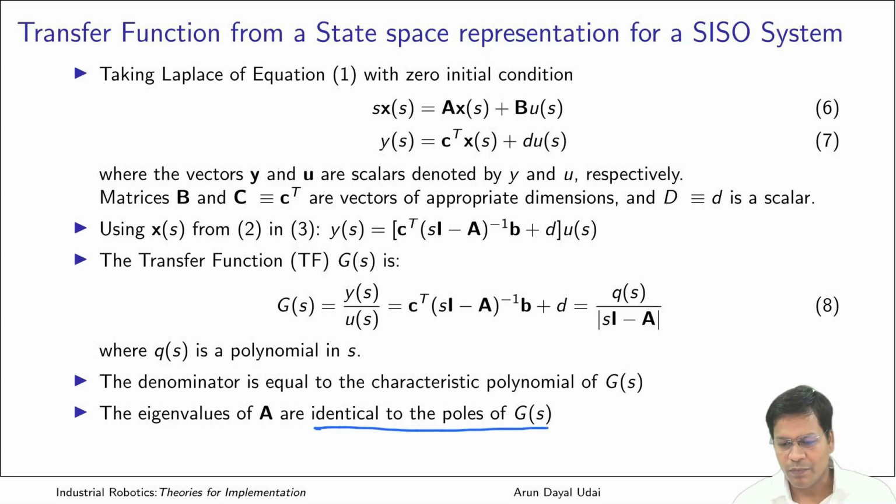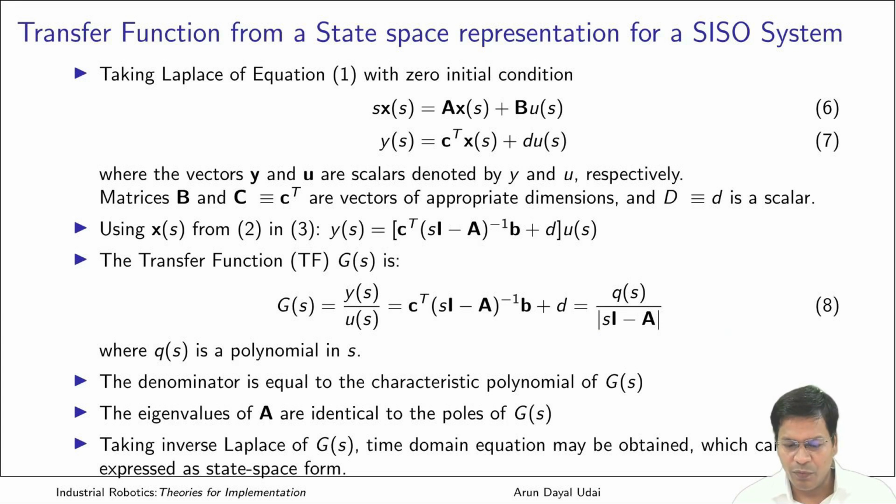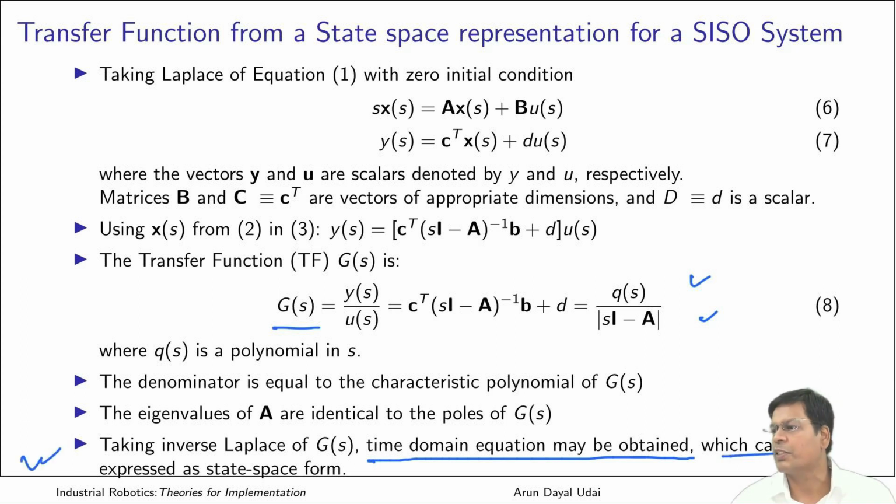You see, if I equate this also to 0, that means I am finding out the eigenvalues, the same as for finding out the roots. They are identical. Okay, so taking the inverse Laplace of G(s), that is the input and output relation, you should get the time domain equation of the system, and again this can be expressed in the state space form.